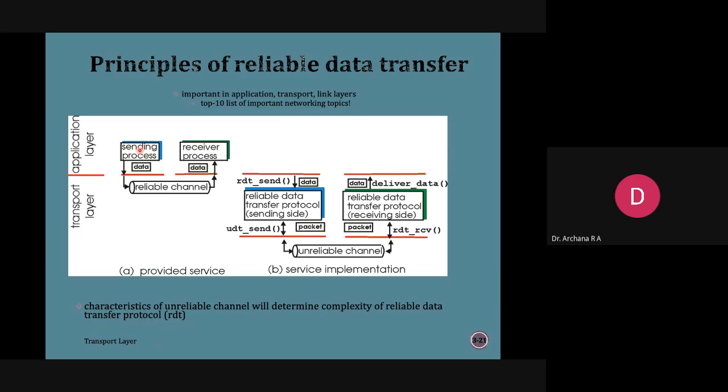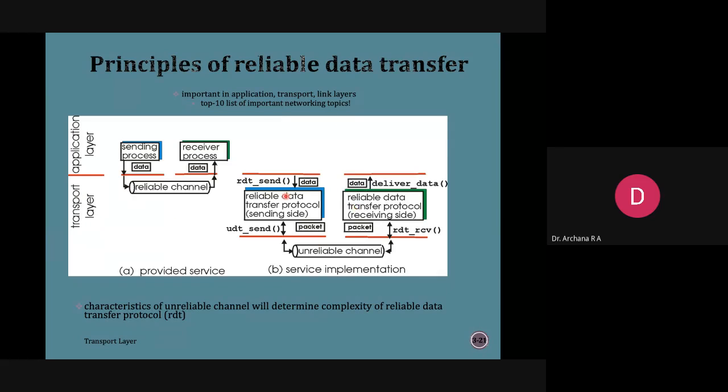The sender is going to send the data from the upper layer to the lower layer, where it transmits through the reliable channel, without any corruption or loss of packets, so it is reliable in that sense. Then when it is received at the receiver side, the data moves from the lower layer to the upper layer. This indicates the application layer as well as the transport layer. This is just providing the service.